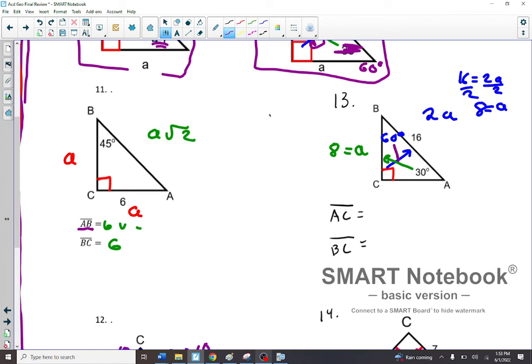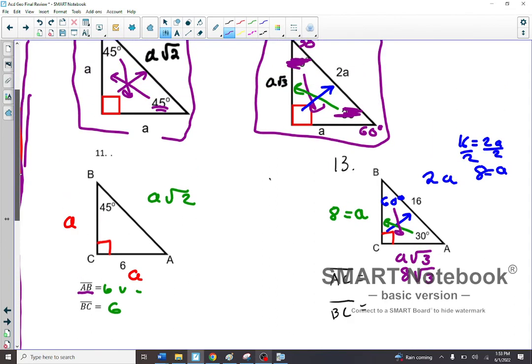Then let's do across 60. What's across 60? We look at the formula: A root 3. So it's going to be 8 root 3. It's just this A.